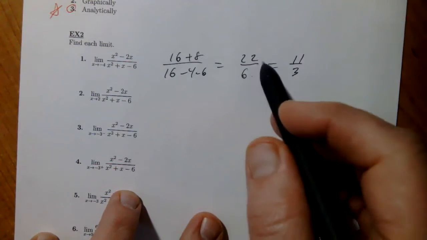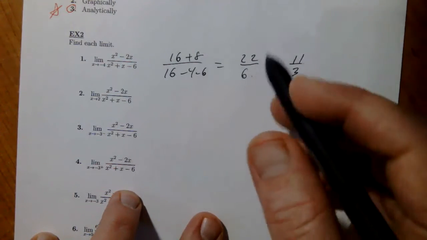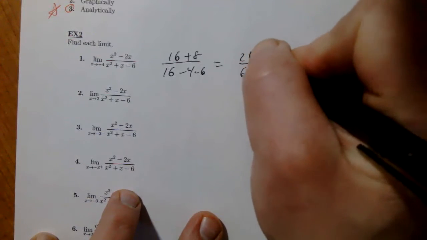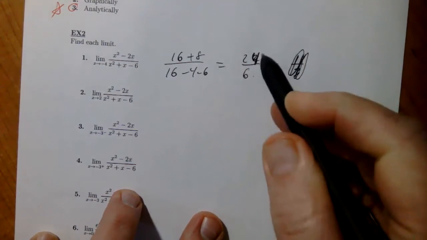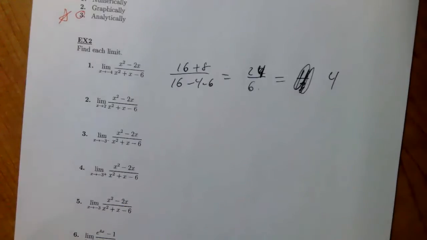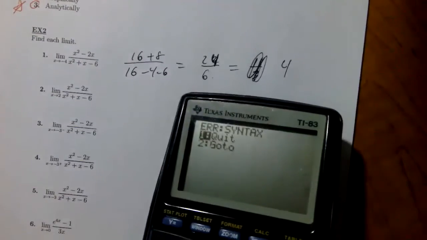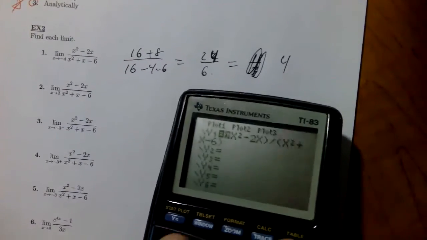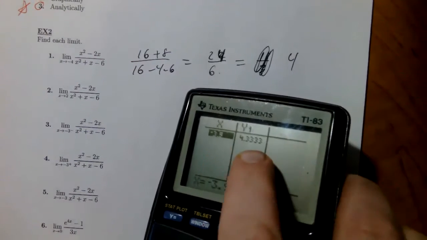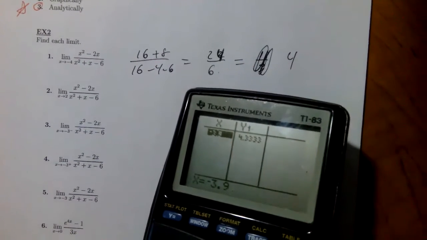16 plus 8 is not 22. 16 plus 8 would usually be 24. Duh. 24 divided by 6 would then be 4, right? And this is why it might be good to actually do two different methods here, because then you can check, right? Okay, so what was I talking about? So go back to here, -3.9. See, look, it's 4 something, which wouldn't be 11/3, right?